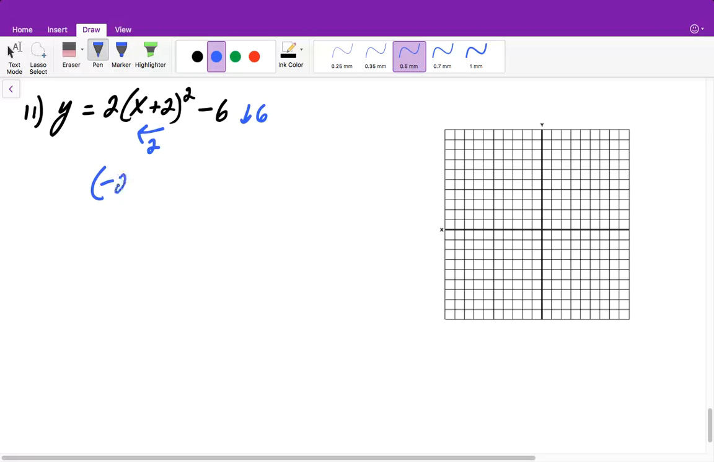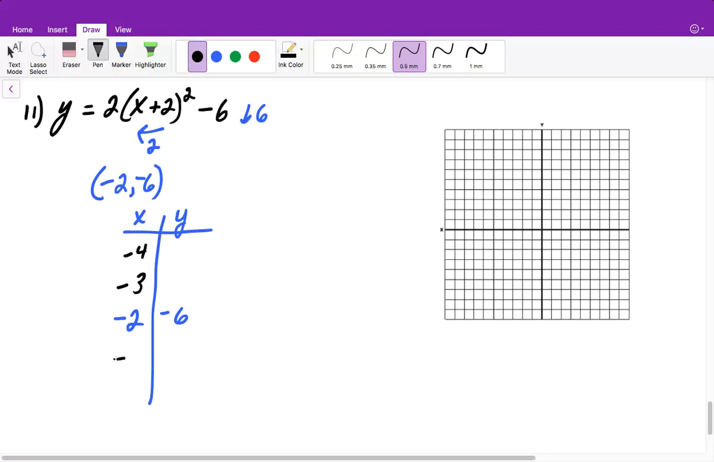So our vertex then is negative 2, negative 6. So then we will create our table, and we will put our vertex right in the middle, negative 2, negative 6. Then we're going to pick 2 points that are directly less than it and 2 points that are directly greater than it. So negative 3 and negative 4. And negative 1 and 0.